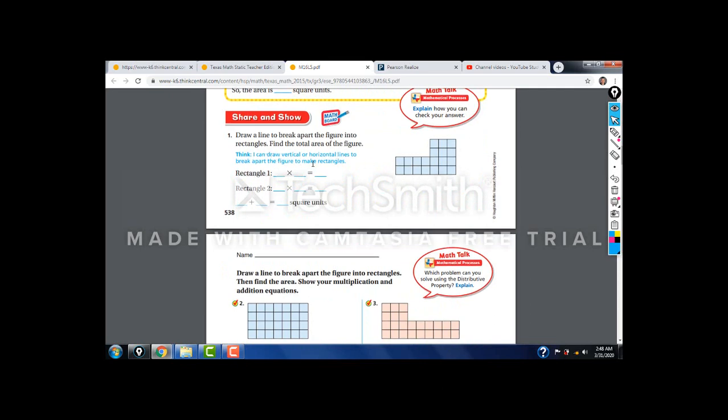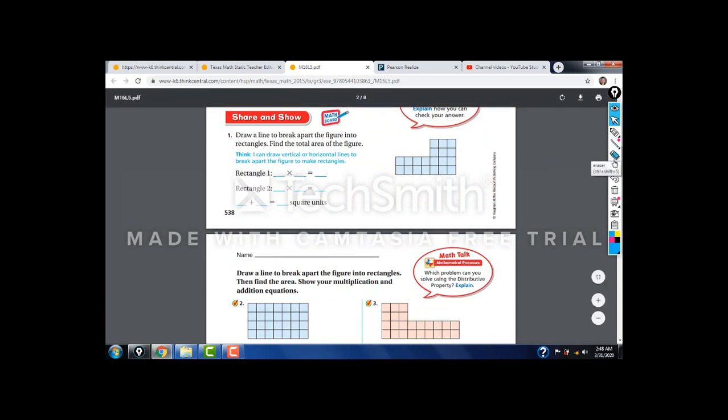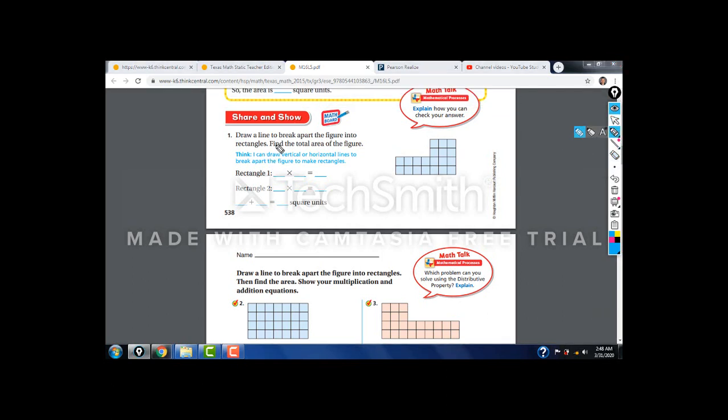Okay. Here's another easy one to do. You draw a line to break apart the figure into rectangles. Find the total area of the figure. Yours can go either way, so long as it's a rectangle, we're good. I could go this way.